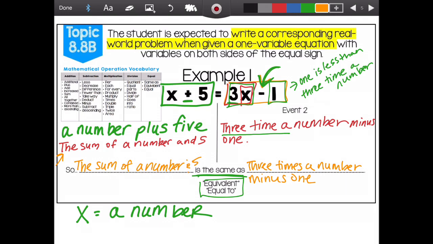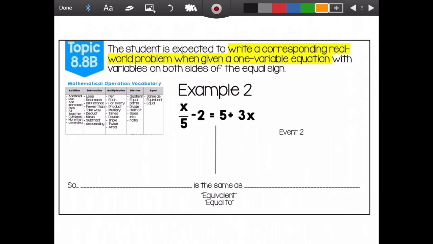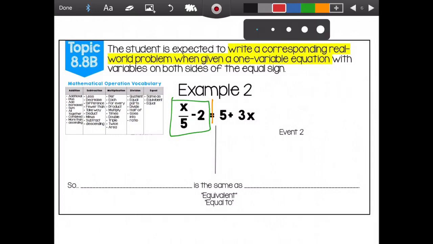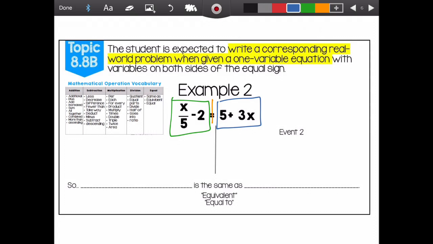Okay, let's move on to example number 2. All right, so example number 2 is a bit different. Again, we have our equation. We have our left side expression and our right side expression. I want to focus on the right side first, just because we're going to come back to the fraction part. So this one: 5 plus 3 times a number, or 5 plus 3x.